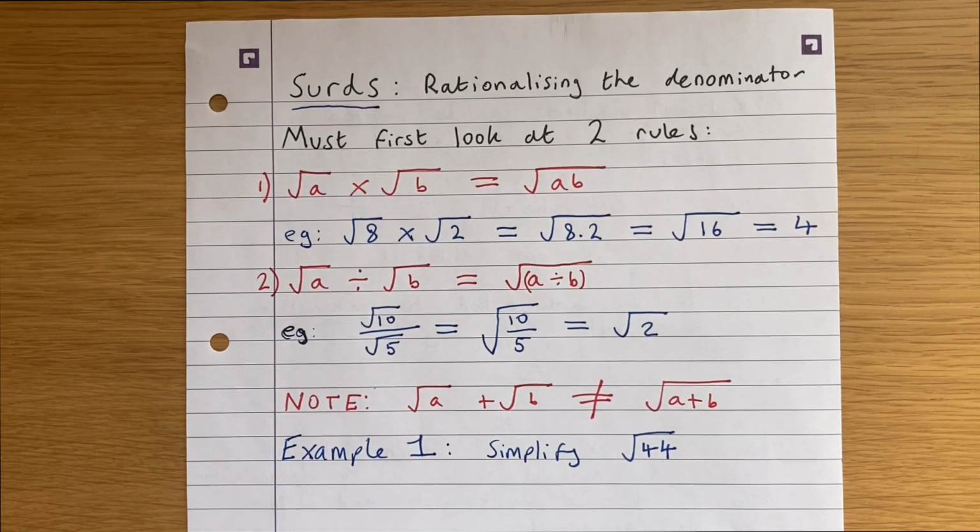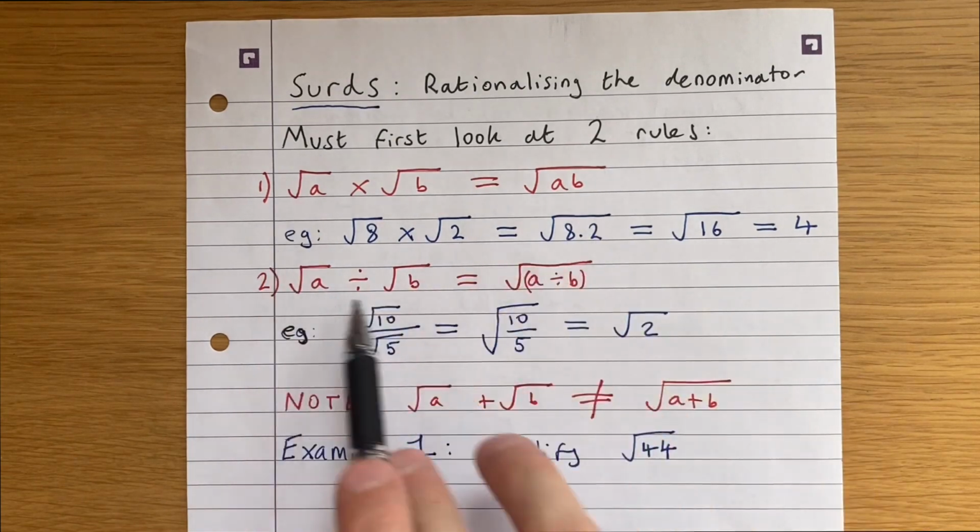Just a quick note here, the square root of a plus the square root of b does not equal the square root of a plus b. That's the same with minuses. So this is only true for multiplying and dividing.